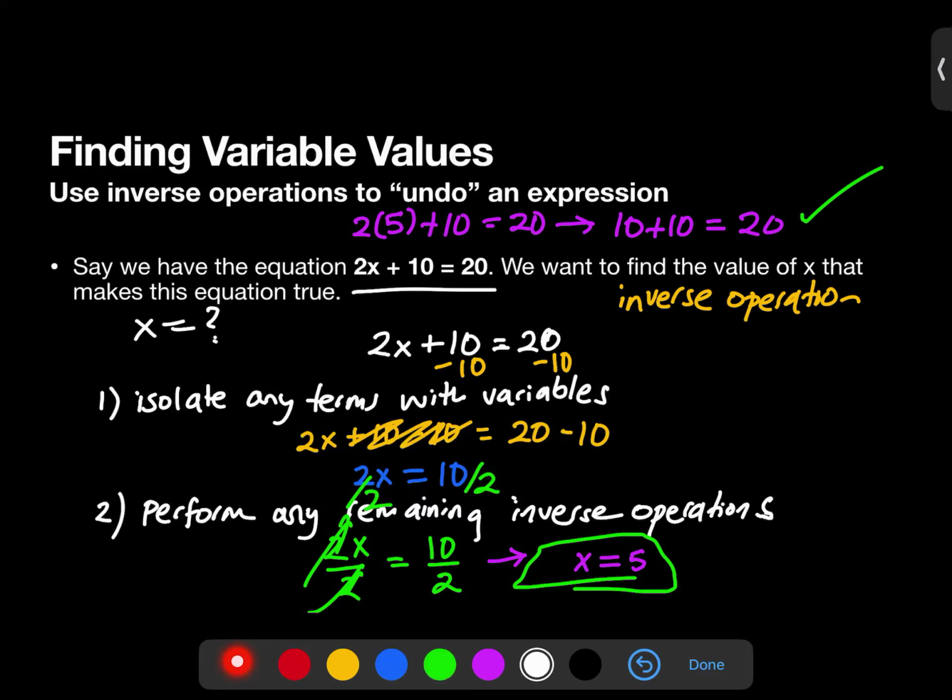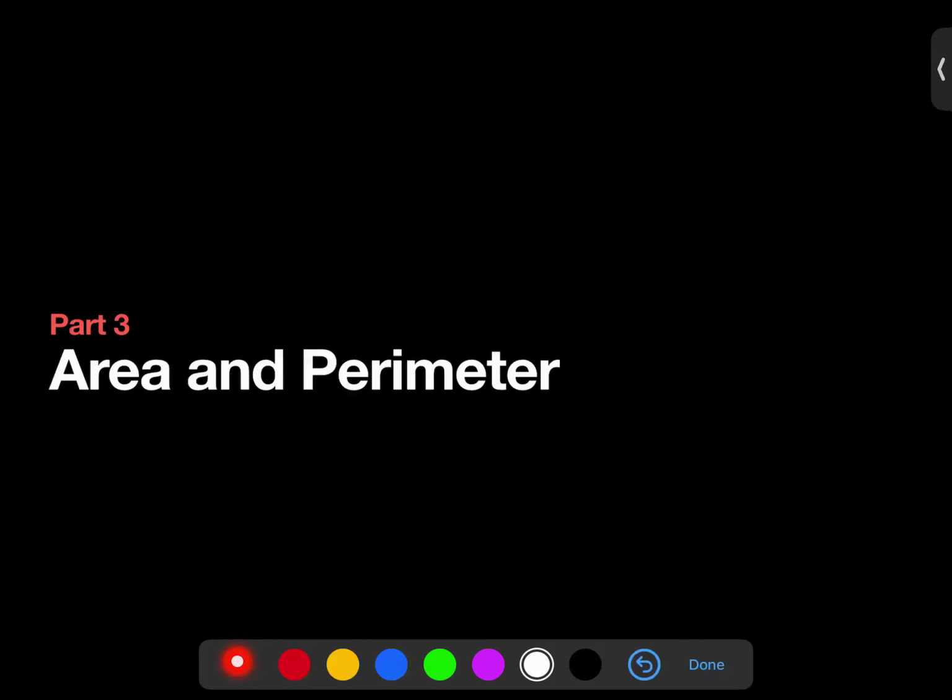So does everyone understand this? How can we find variable values from an expression or equation? Does everyone understand? Yes or no? Okay, very good. So that is the end of today's class.